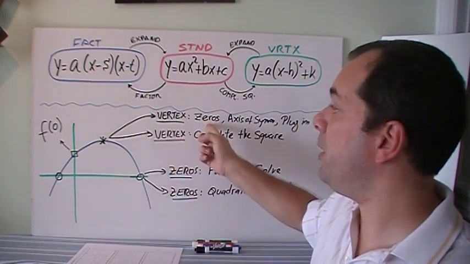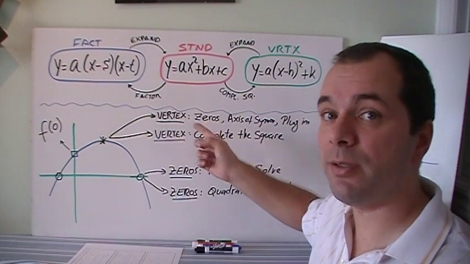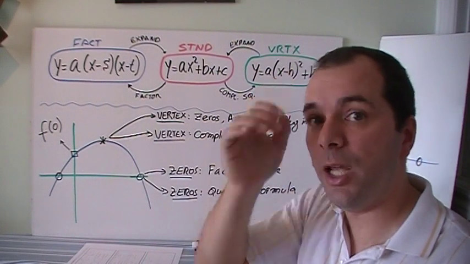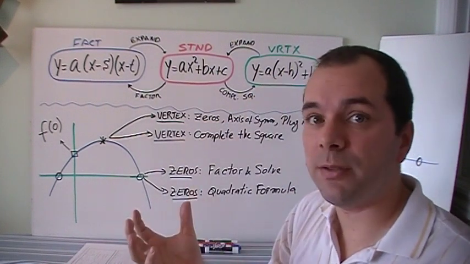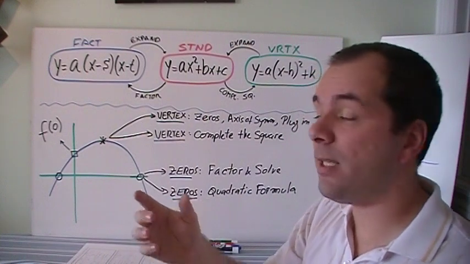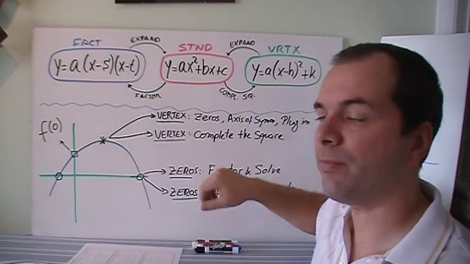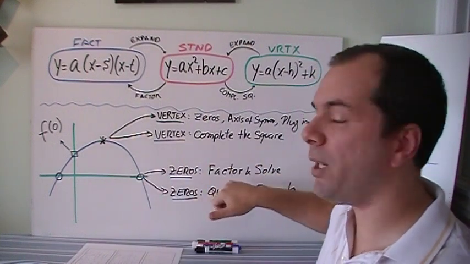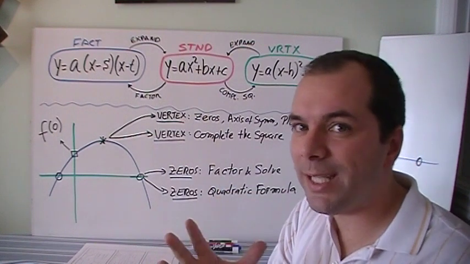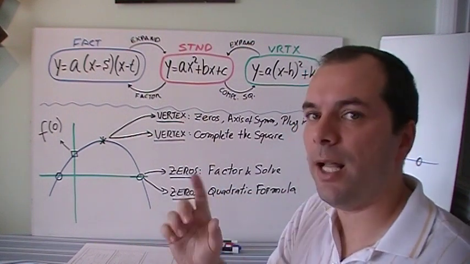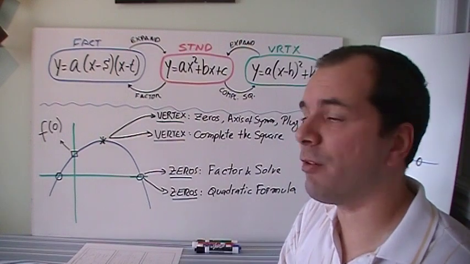Now, I'm probably going to use this version, zeros, axis of symmetry, plug it back in, when I already have the zeros, or it's easy to get them. If I can't get the zeros easily, I'm just going to complete the square. And for this, I'm going to try to factor first. If it looks like it can be factored, it's easy, I'll do that first. If not, I'll use the quadratic formula.